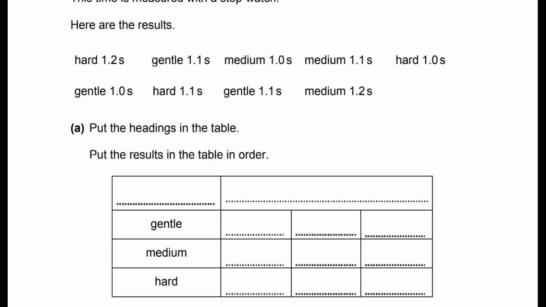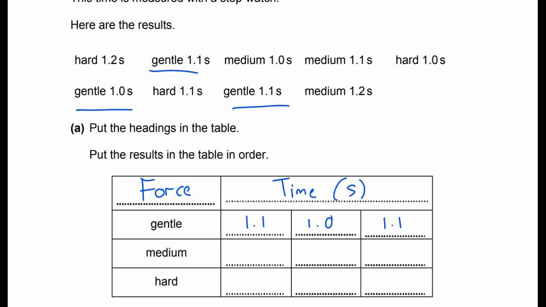So for this one, this will be the type of force: gentle, medium, and hard. So we write force. For this is the time. This will be time for the gentle. There are 1, 2, 3. Gentle is 1.1, 1.0, and 1.1. Time in second.